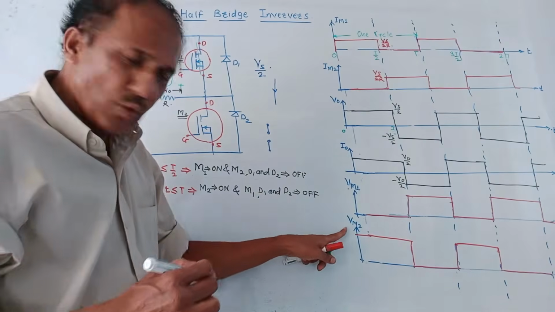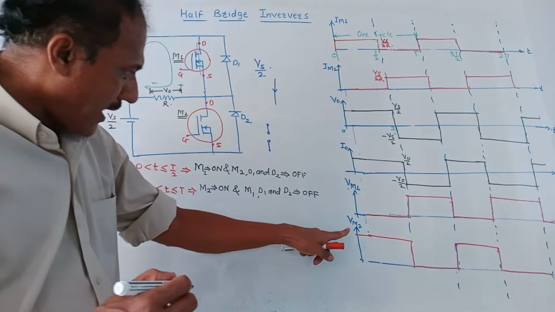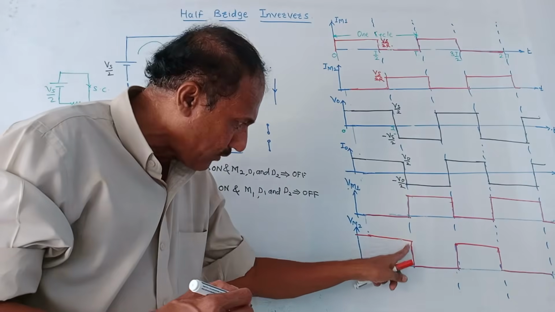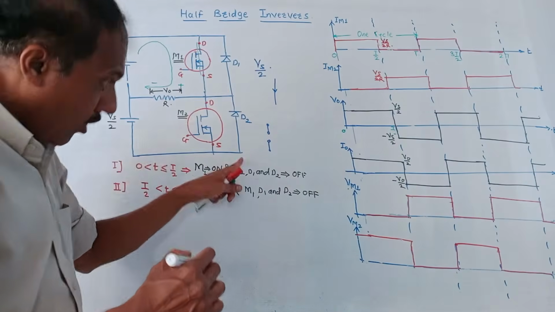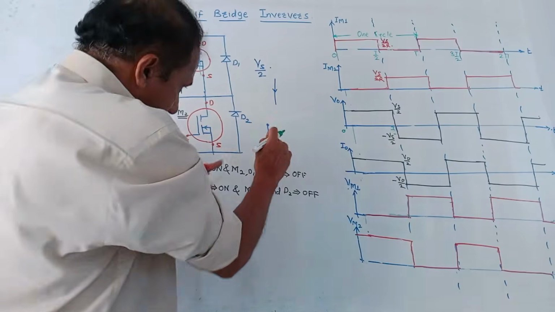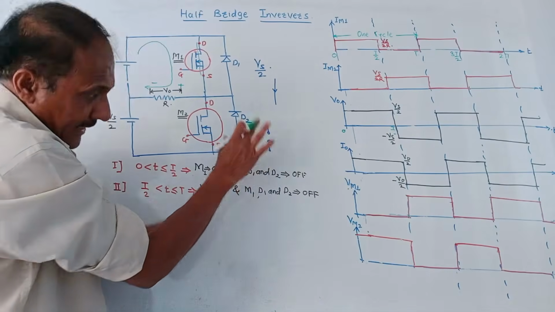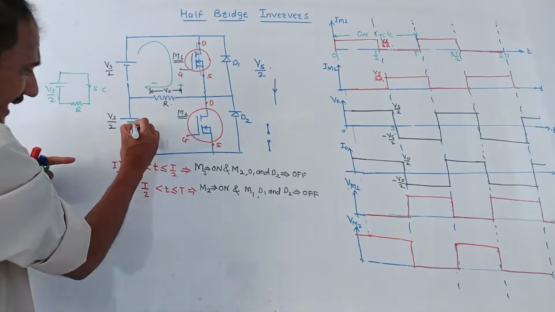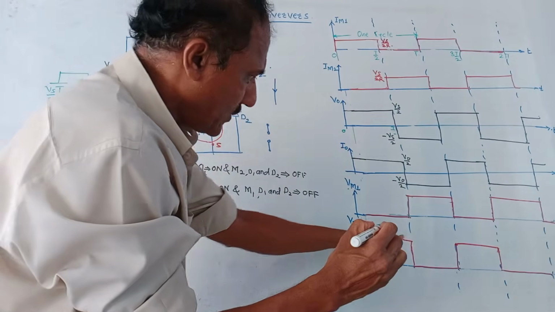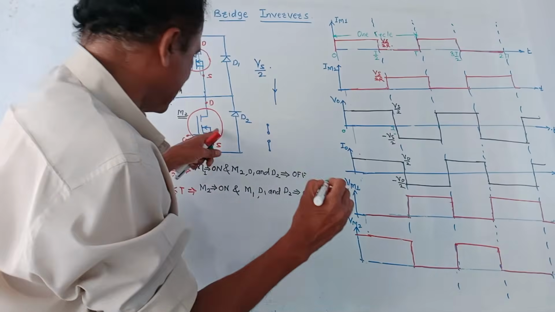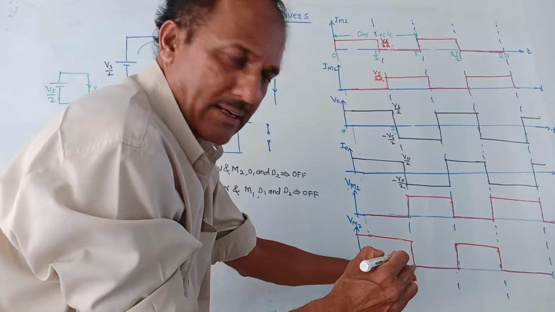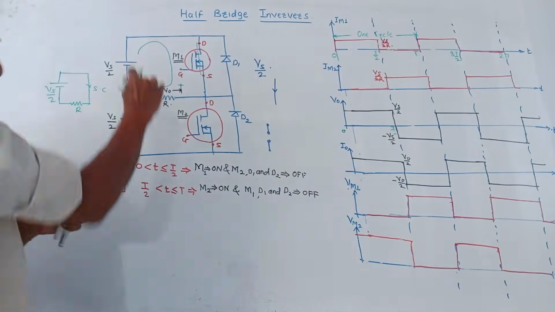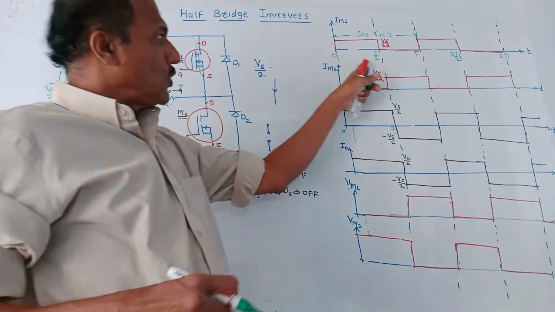Whereas M2 is off, so for VM2 the waveform is like this. M2 is off, that means it is treated as an open circuit. Whenever it is an open circuit, the entire output voltage will appear across this M2. So it is shown by this positive pulse. This is the case during 0 to T by 2.